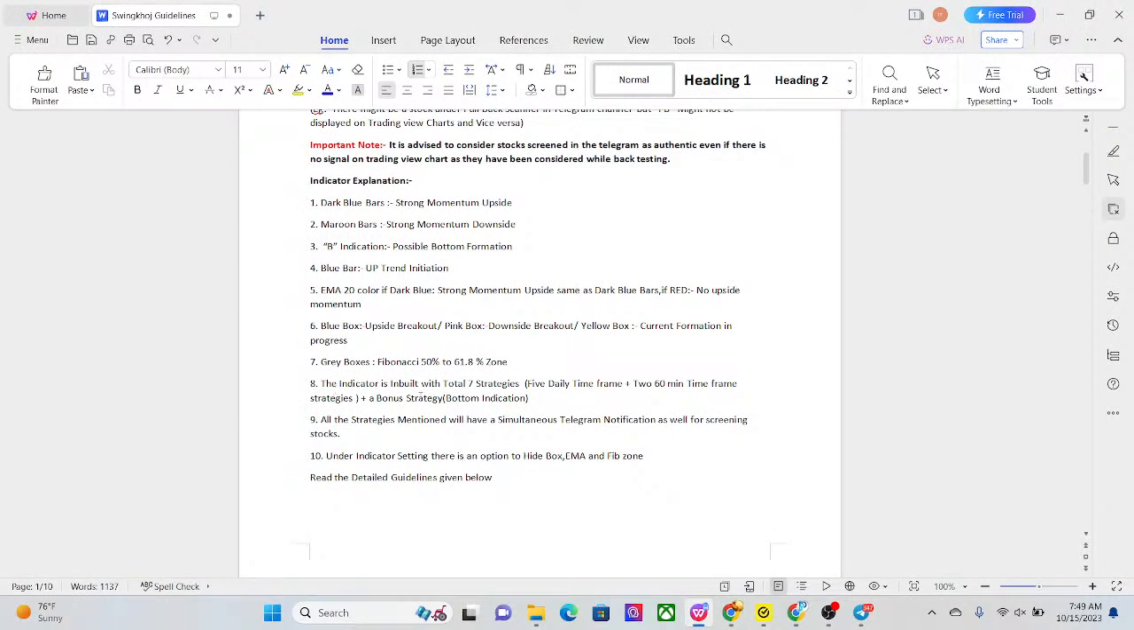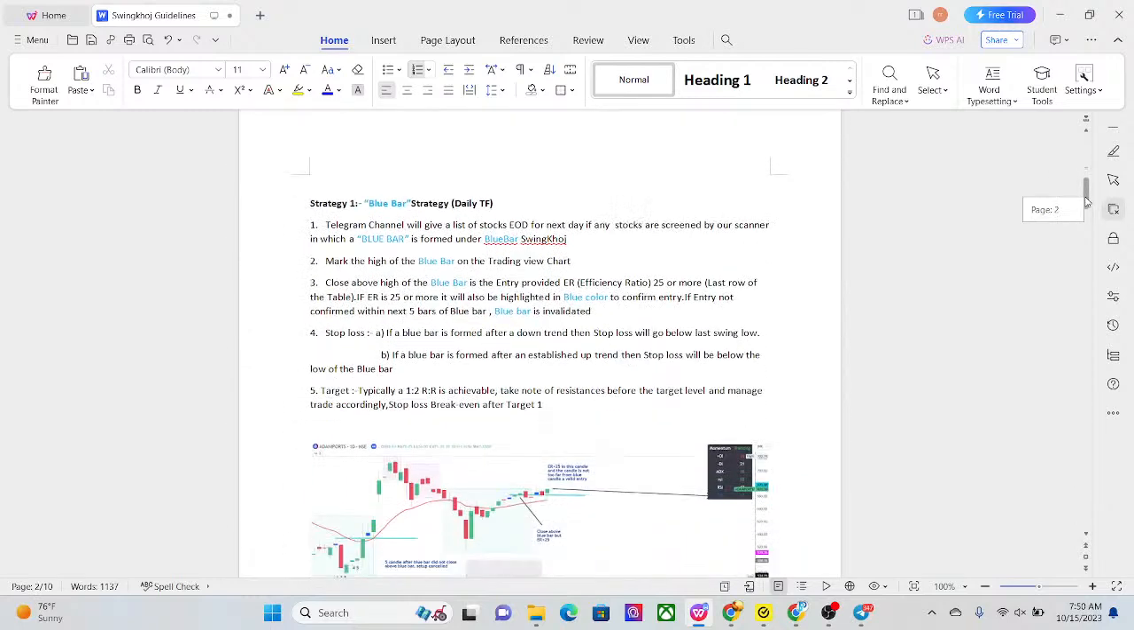So the indicator is built with a total of 7 strategies, 5 in daily time frame plus 2 in 60-minute time frame, and a bonus bottom strategy. So total 8 strategies. All strategies mentioned will have a simultaneous Telegram notification as well for screening stocks. Under indicator setting, there will be an option to hide the box for EMA and fib zone. I've already shown you how to do that. So let's go to the guidelines of each strategy.